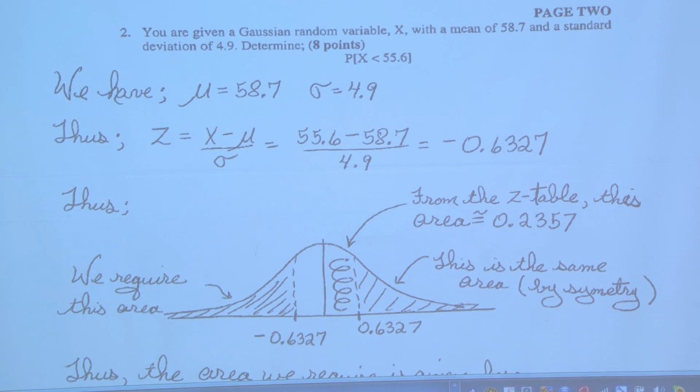For those of you in prop stats, I think you have a double-sided table. On this exam, you're only going to have a single-sided one. So what does that mean? I have to use a little bit of symmetry. I want this area here.